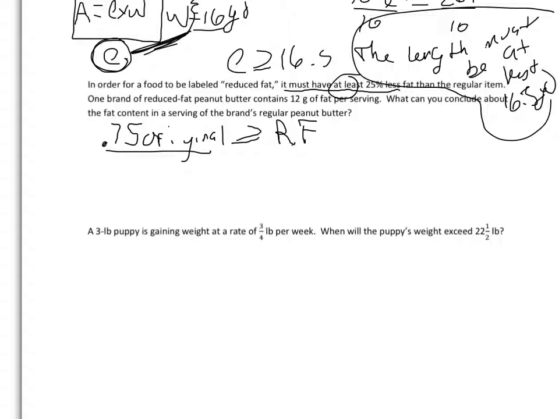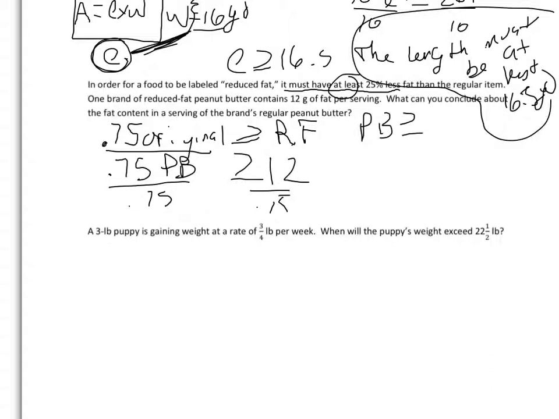So they go on to say one brand of reduced fat peanut butter contains 12 grams of fat per serving. So they're giving us the amount of fat in the reduced fat. What can we conclude about the fat in the original one? Well, plug this in. The reduced fat has 12, so 0.75 of the original, and it's peanut butter, so we'll call it PB. So 0.75 PB is greater than or equal to 12. Divide this by 0.75. And we get that the original peanut butter has to have at least 16 grams of fat per serving.